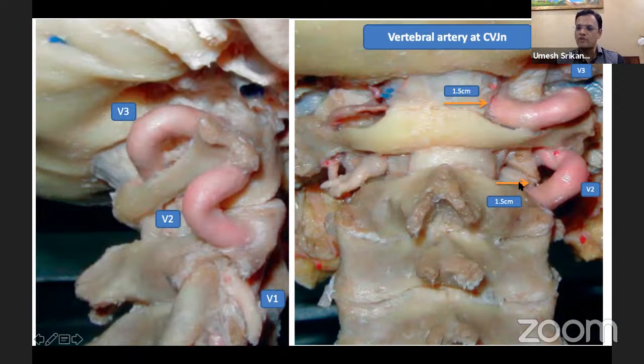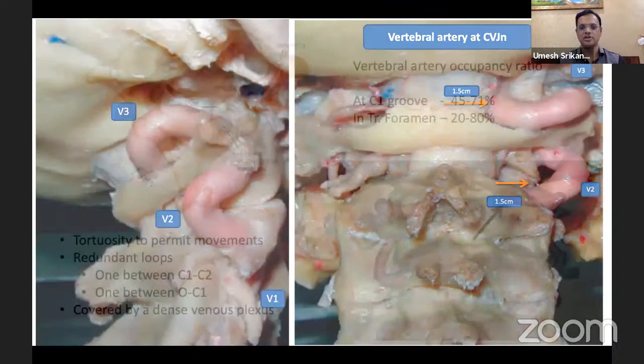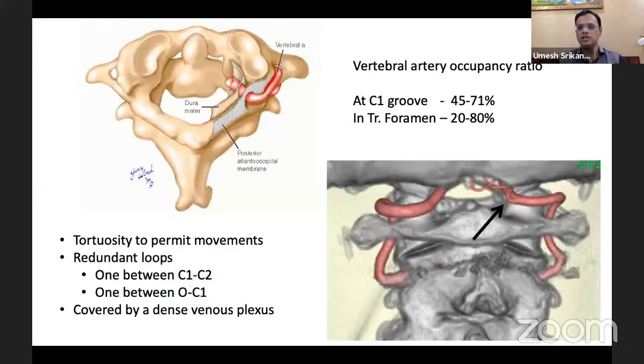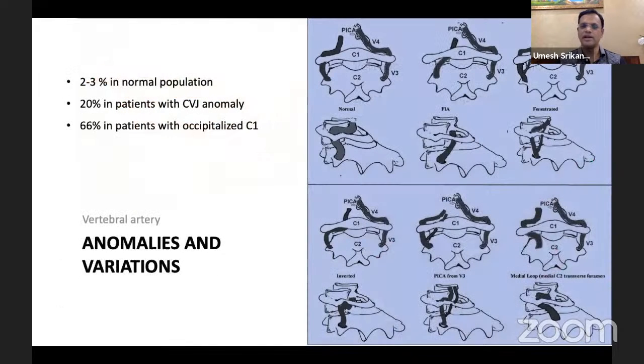So that is around 1.5 centimeters, as well as the vertebral artery loop is around 2.5 centimeters from the lateral margin of the dura, which is relatively very arbitrary, because there may be significant variations in different people. So despite the groove, the vertebral artery occupancy ratio is significantly variable. At the C1 groove, it's around 45 to 71%, as well as in the transverse foramen, it may vary anywhere between 10 to 80%. So the transverse foramen can be identified based on the MRI as well.